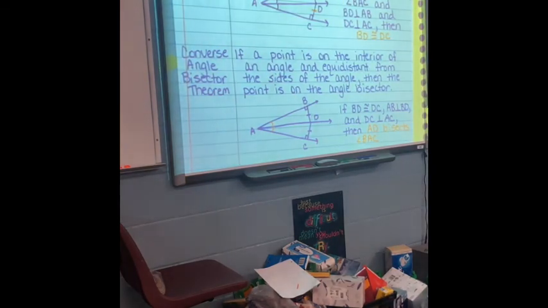So I'm going to go ahead and pull up the Converse angle bisector theorem, and it says if a point is on the interior of the angle and equal distance to the sides of the angle, then the point is on the angle bisector. So here they've marked for me that BD and DC are congruent, they're the same distance, and that AB is perpendicular to BD and DC is perpendicular to AC, and that makes AD the angle bisector. It bisects angle BAC, creating the two congruent angles.